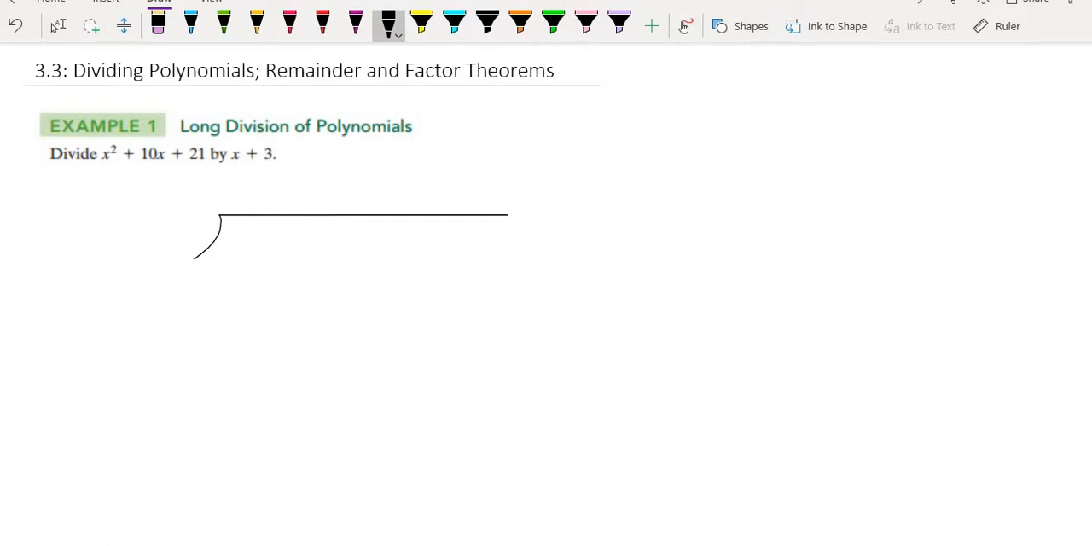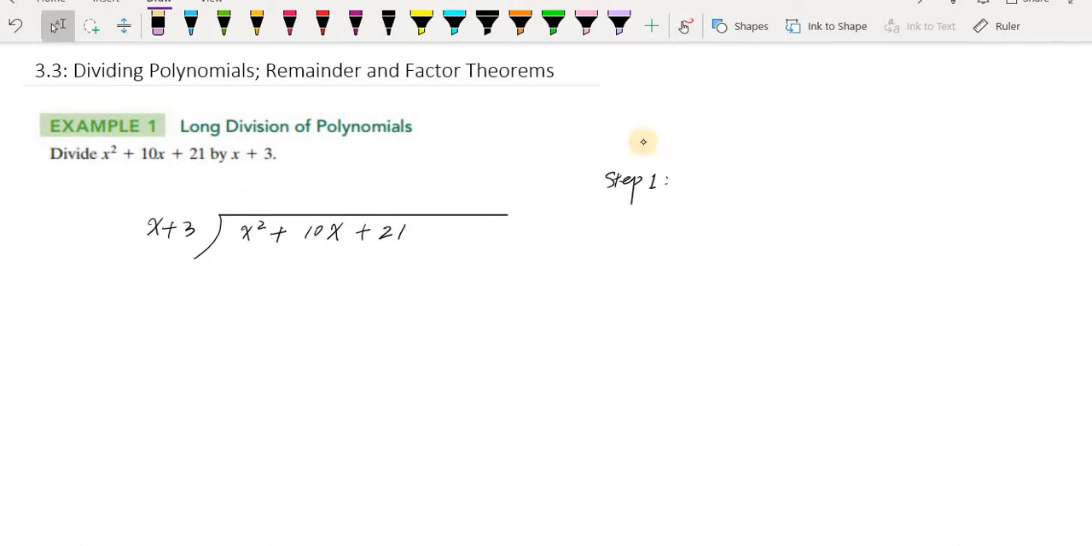Hello guys, today we're going to study 3.3 Dividing Polynomials, Remainder and Factor Terms. Example 1, long division of polynomials. Divide x squared plus 10x plus 21 by x plus 3.